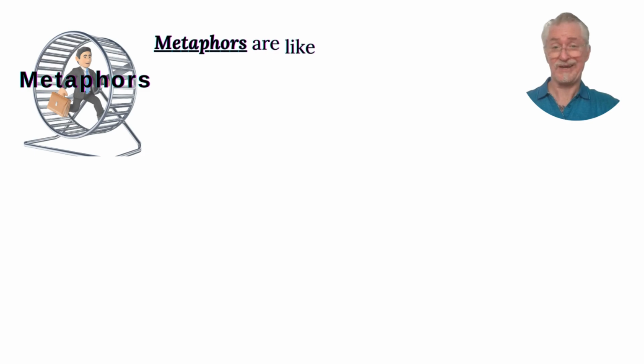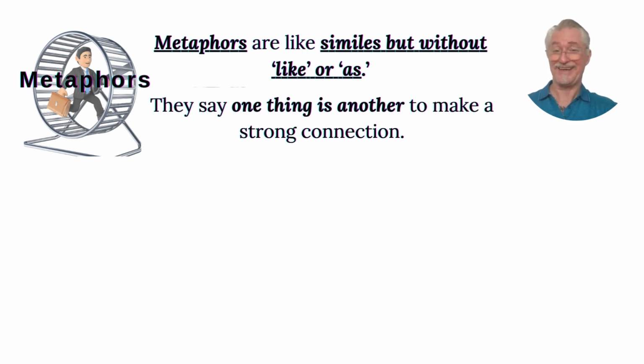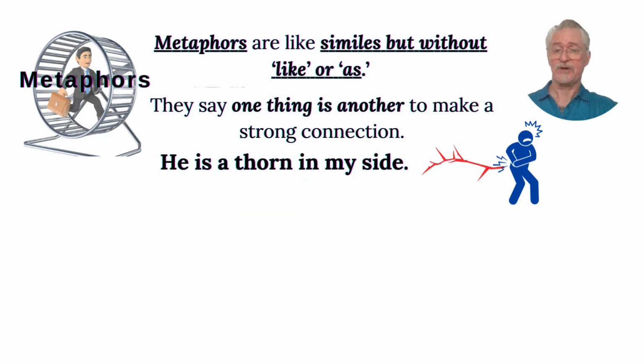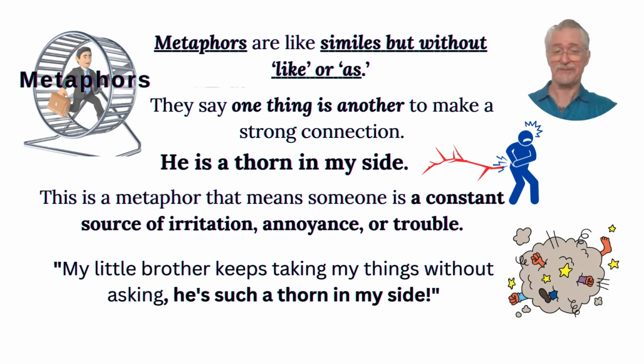Now, metaphors are like similes, but they don't use like or as. A metaphor says that one thing is another, and it makes a strong connection by saying that this thing is not like the other thing, but it is the other thing. So, he is a thorn in my side is an example of a metaphor. This metaphor means that someone is a constant source of irritation, annoyance, and trouble, just like if you had a thorn in your side. My little brother keeps taking my things without asking. He's such a thorn in my side. Paints a picture of how irritating, annoying, and troublesome your little brother is by constantly taking your toys without asking.